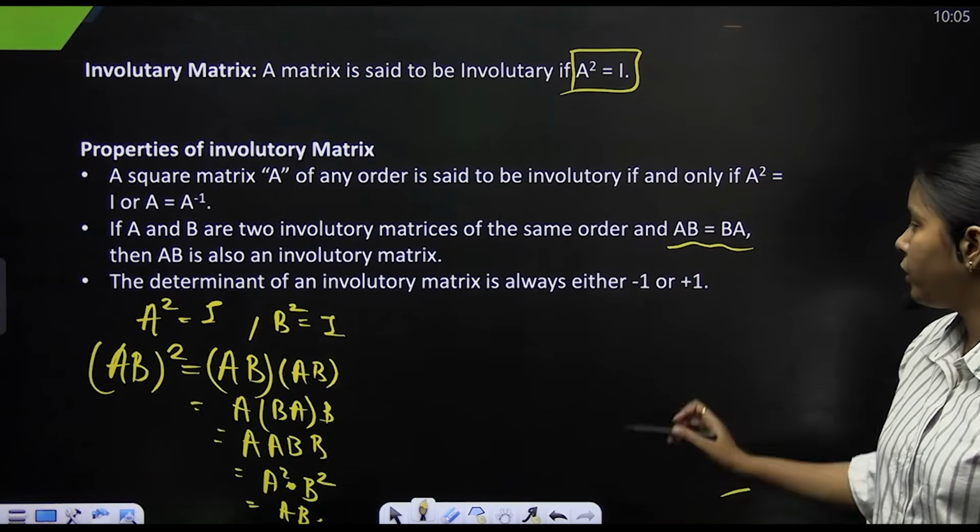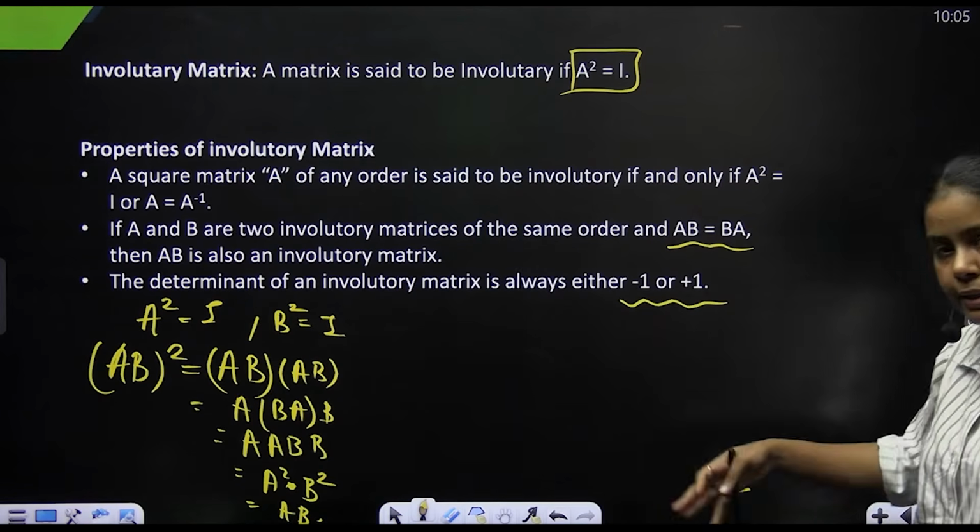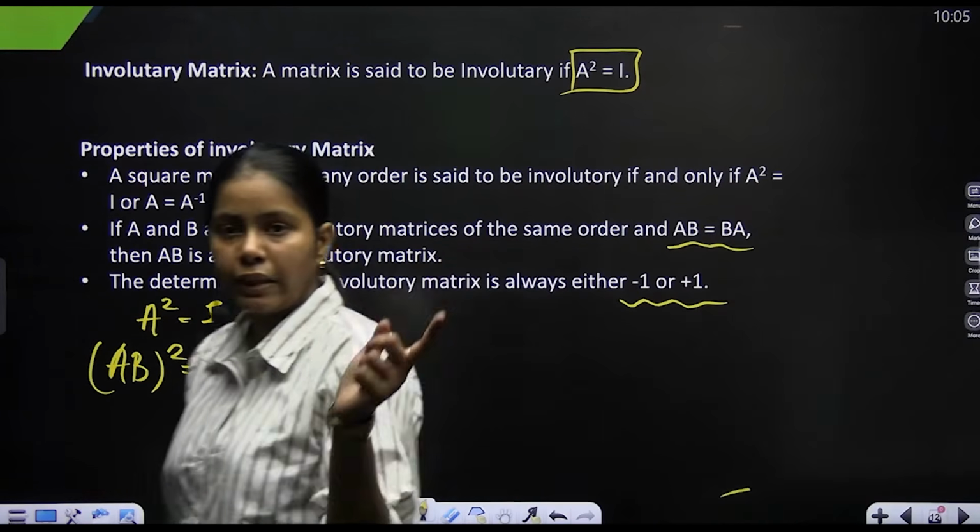The determinant of an involutory matrix is either minus 1 or 1. We will discuss this in detail when we discuss the determinant topic.